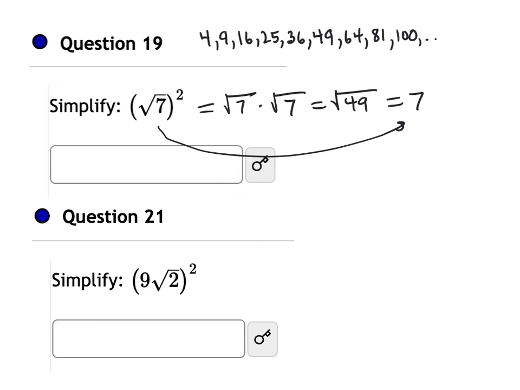So the square root of 7 squared is 7, just like the square root of 9 squared would be root 81, which is 9. And the square root of 10 squared would be the square root of 100, which is 10.